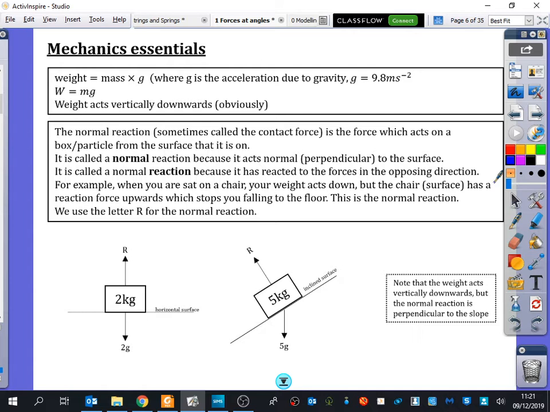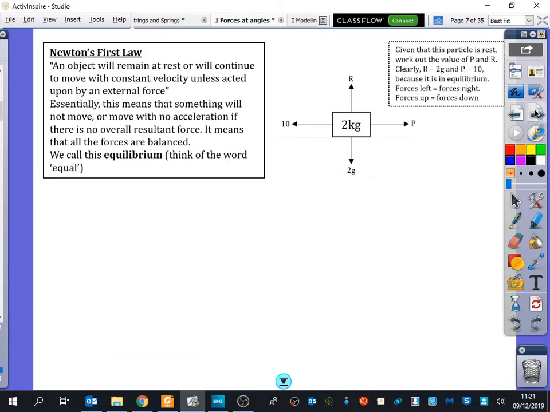I feel it on my feet now. When you go in a lift, you feel that you're heavier. You're not actually heavier, but the normal reaction when you go up in a lift makes your knees feel like they're bending a bit more. That's because the normal reaction from the floor is higher, pushing you up. So I've just said on these two diagrams, note that the weight acts vertically downwards, but the normal reaction is perpendicular to the slope. Obviously here the weight is 5g and the weight here is 2g. You take the mass and multiply it by g, which is 9.8. Some very basic stuff from year 12. Apologies if this is very, very boring.